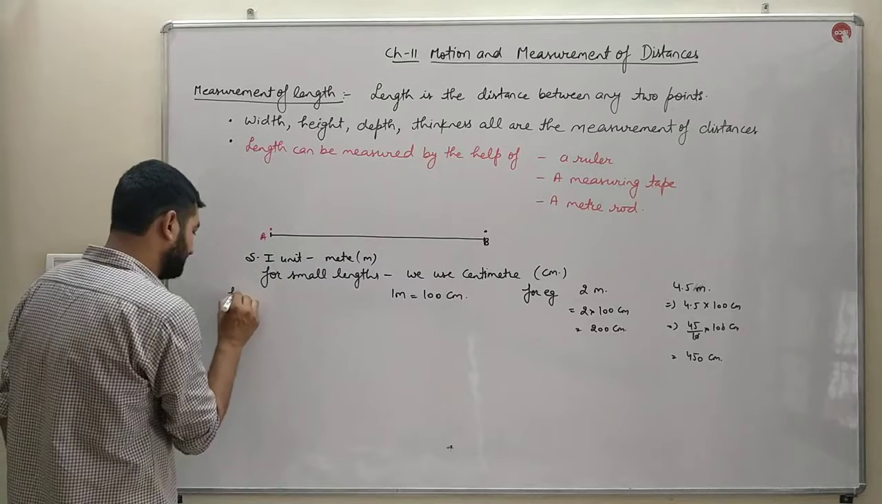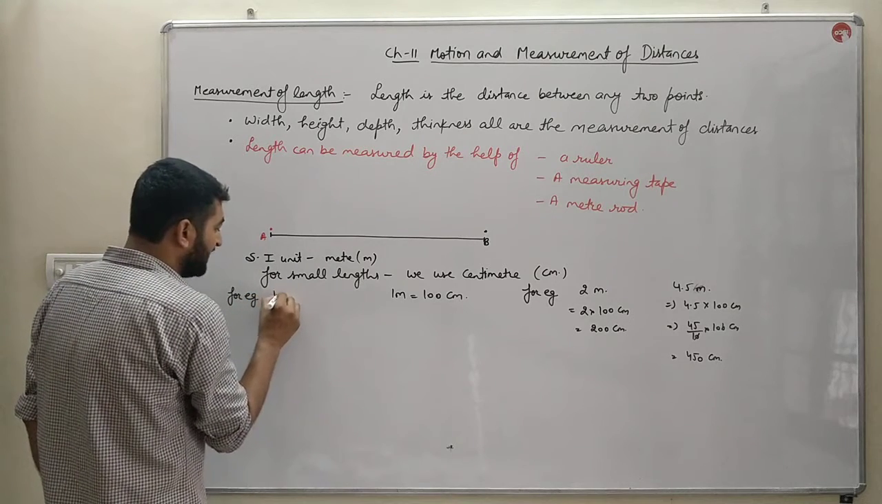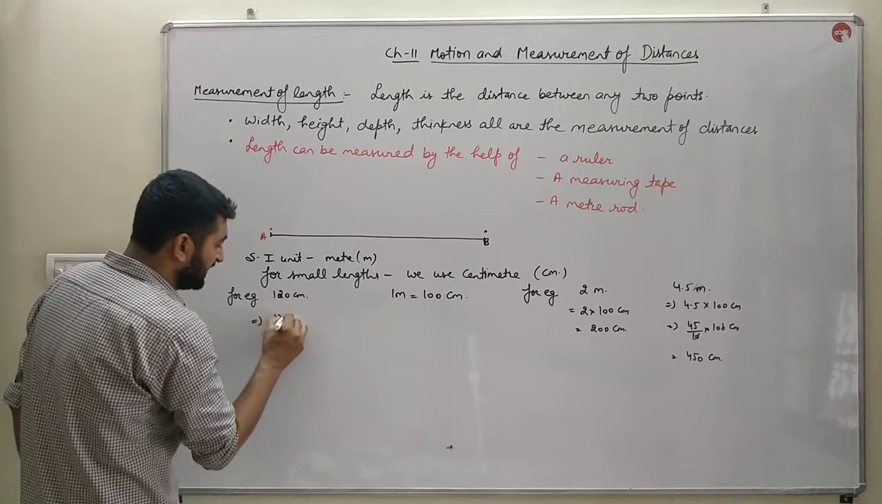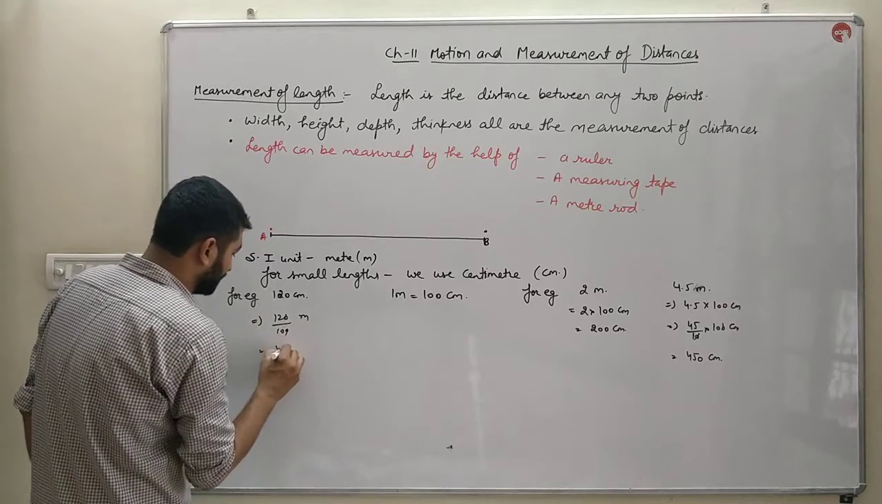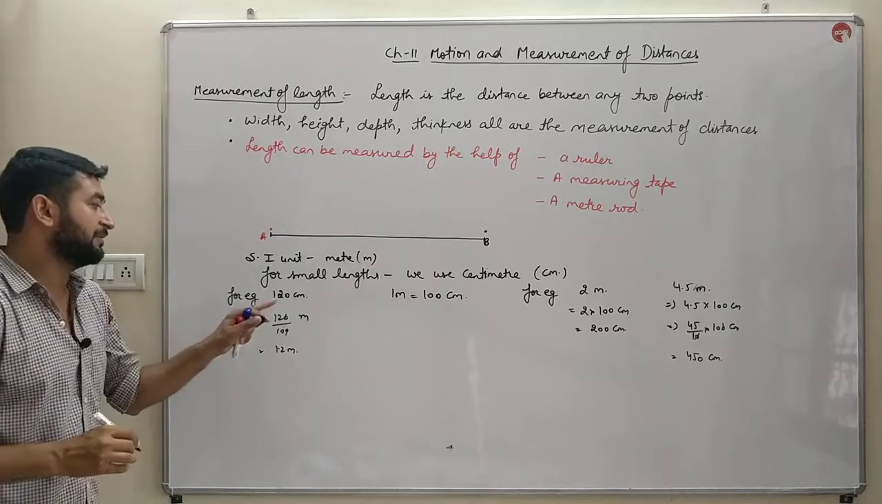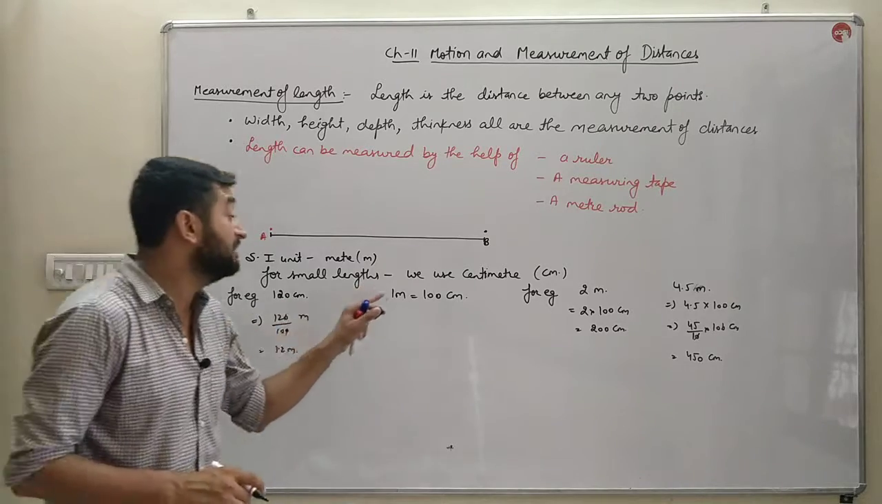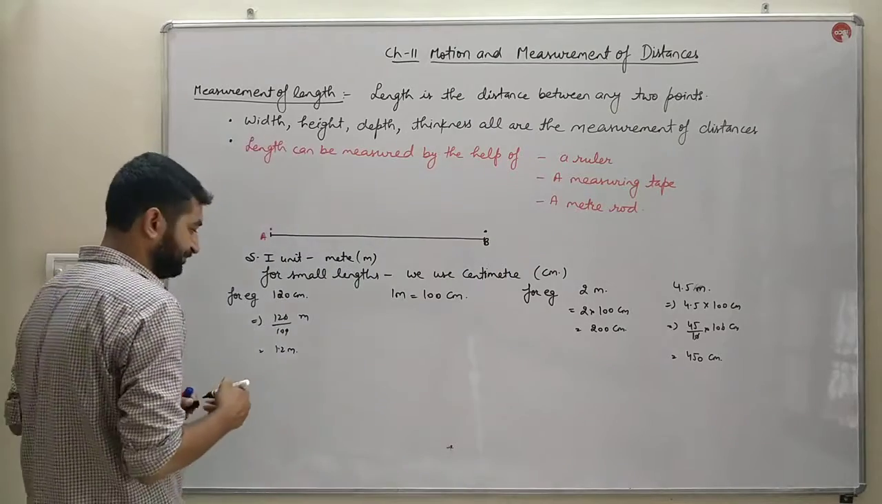For example, if someone asks you how many meters are there in 120 centimeters, then what we have to do? We have to divide it by 100. That will be equal to 1.2 meters. So, agar bache centimeter ko meter mein convert karna hai, to 100 se divide karenge. Aur agar meter ko centimeters mein karna hai, to 100 se multiply karenge.